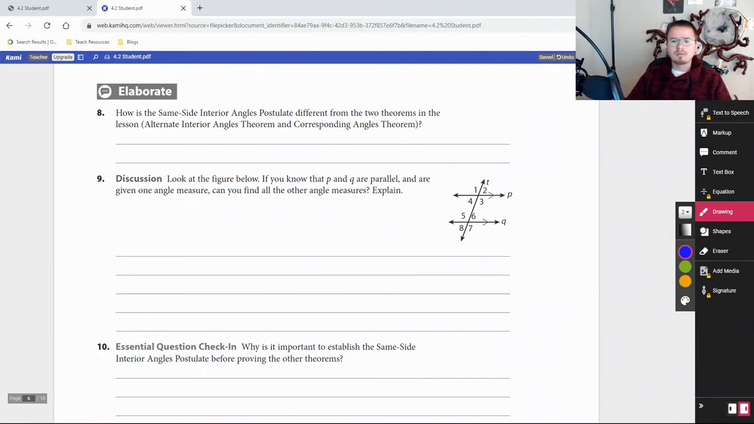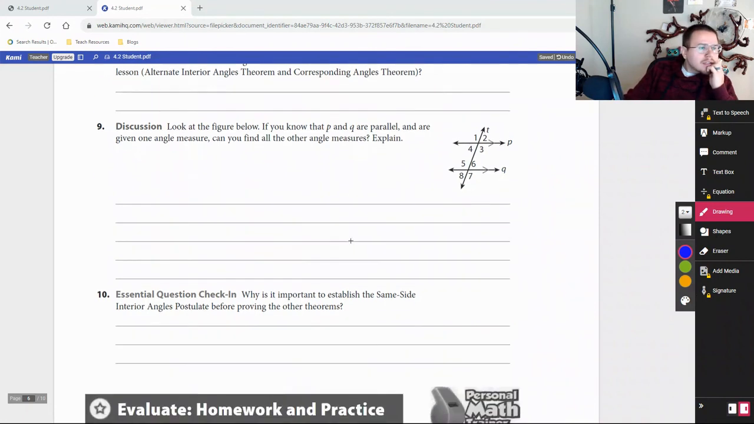We're rolling. So, is there anything here that we need to know? So if you know that P and Q are parallel and you're given one angle measure, can you find the other ones? The answer is yes.